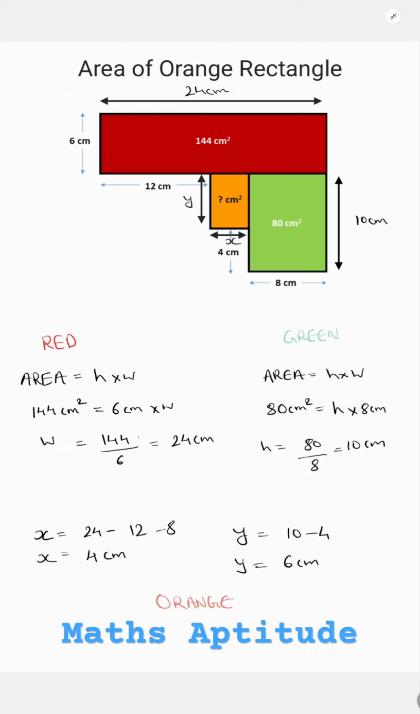So now to answer our question, we can calculate the area of the orange rectangle to be x times y, that is 6 centimeter times 4 centimeter, that is 24 square centimeter.